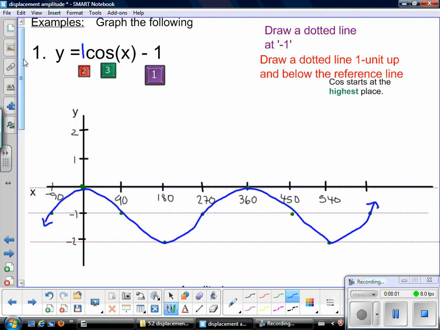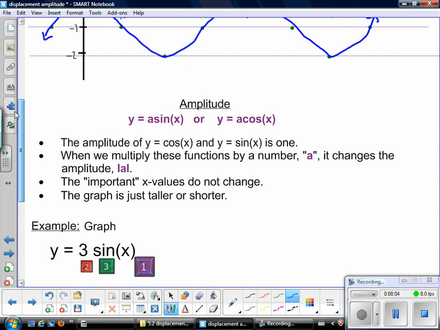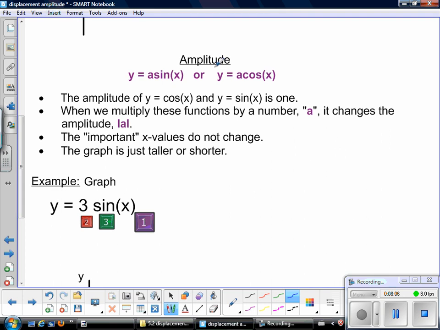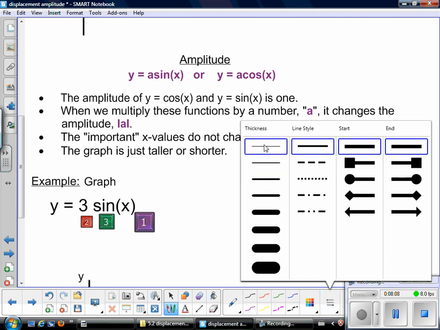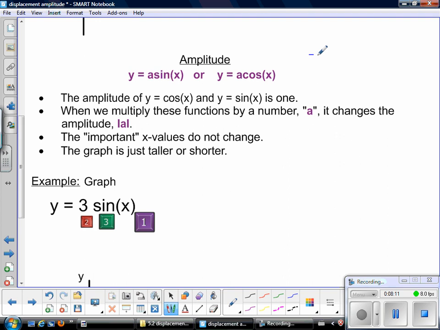All right, now the next thing we're going to look at is what we call amplitude. Remember, amplitude is half the vertical distance. Okay, so our graph is half the vertical distance. And so what we're going to do now is change our amplitude. The way we change it is by putting a number in front of sine or cosine. The amplitude of y equals cos x and y equals sine x is 1.